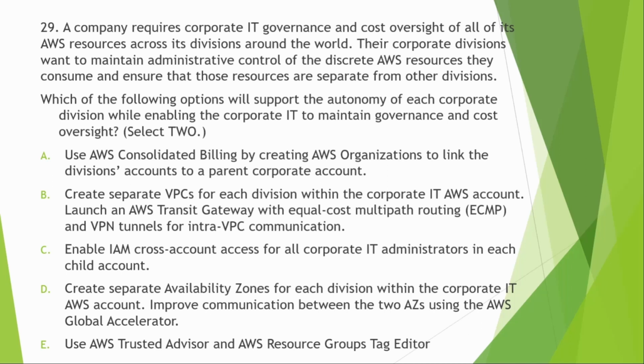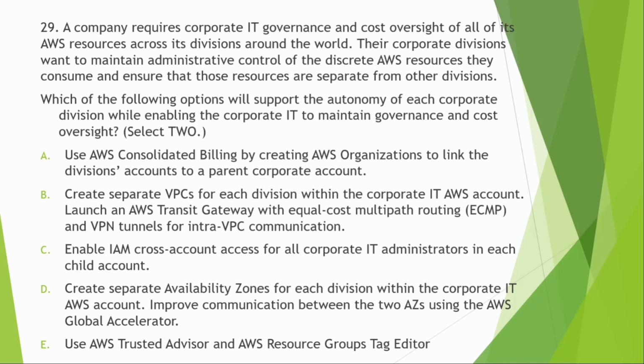So set this cross account, you don't have to sign out of one account, you can sign in into another to access your resources that are in different AWS account. That is the flexibility given. And for billing and cost oversight, you can use the consolidated billing feature. Okay, so combined use of IAM and consolidated billing will support the autonomy of each corporate division while enabling corporate IT to maintain their governance and cost oversight.